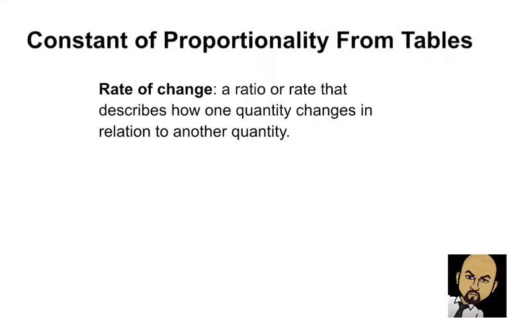First, a rate of change. A rate of change is a ratio or a rate that describes how one quantity changes in relation to another quantity. Well, a ratio is a fraction, and we're going to be dealing with a constant rate of change, which you'll see, but go ahead and annotate these definitions.